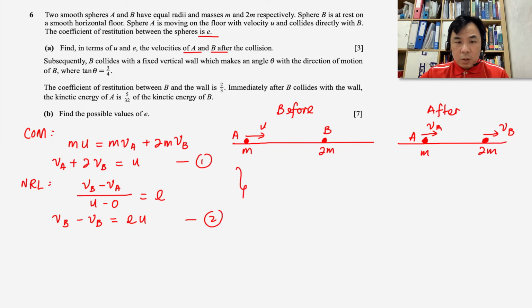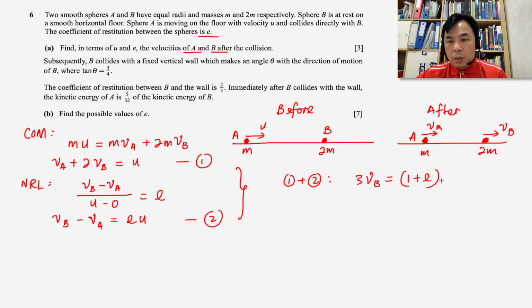All right, now we're going to solve it at the side here. Doesn't matter how you like to solve it in this case. I think I accidentally wrote this one down wrongly. You can see VB minus VB, definitely is going to be 0. So this one is VA. So I make a correction here. All you need to do is just take 1 with 2, and then the VA can be cancelled off. We have 3VB is equal to 1 plus eU here.